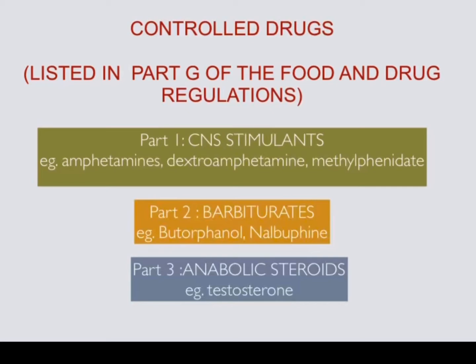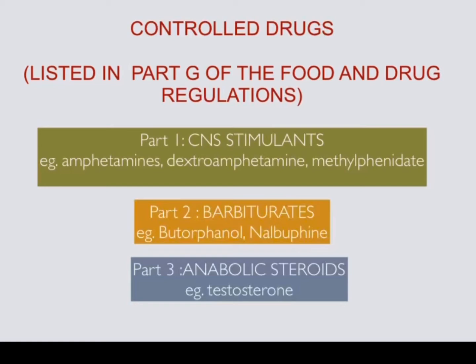I have taken A from amphetamines, B from barbiturates, and S from steroids. So A, B, S. If you remember ABS, you can retrieve all the parts, Part 1, Part 2, and Part 3. A for amphetamines, B for barbiturates, and S for steroids.